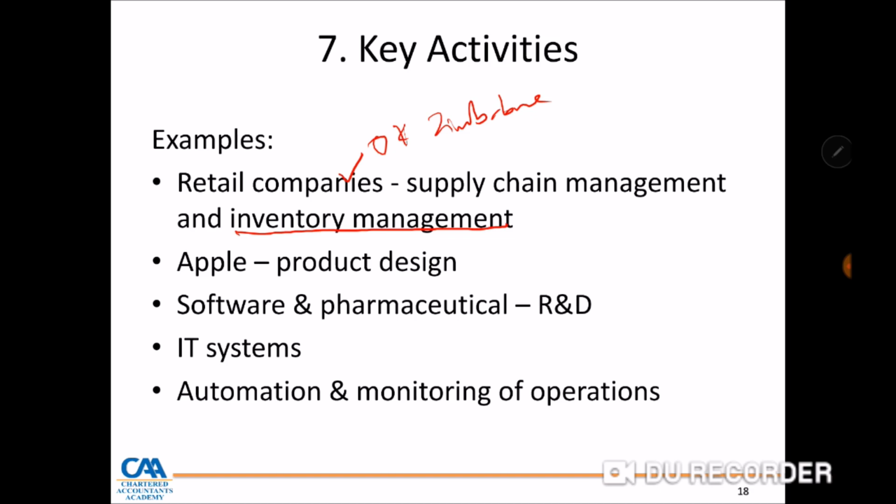Or if you look at Apple, they are selling a premium product. So it means product design then becomes a key activity in their business processes. Or if you look at a pharmaceutical company, they are always looking for new disruptive drugs. So it means research and development then becomes a key activity. These days, most businesses are being digitized. So what does it mean? IT systems then become a very important key resource and key activity in any business process. So here, these are just examples.